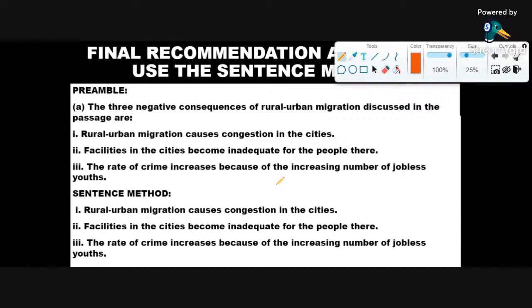Okay, so here, this is the preamble method. The three negative consequences of rural-urban migration discussed in the passage are, so this is the preamble. Okay?